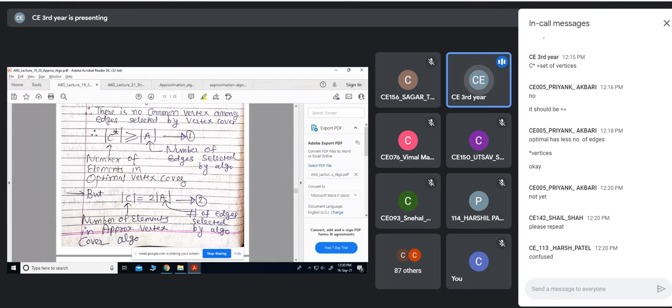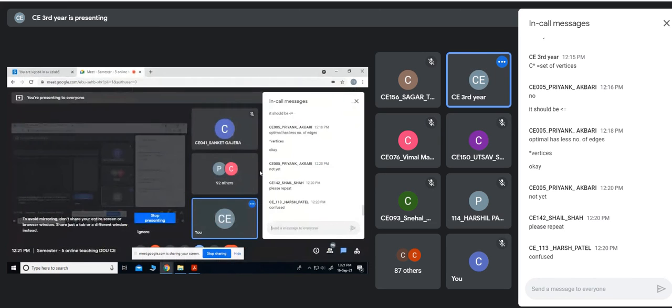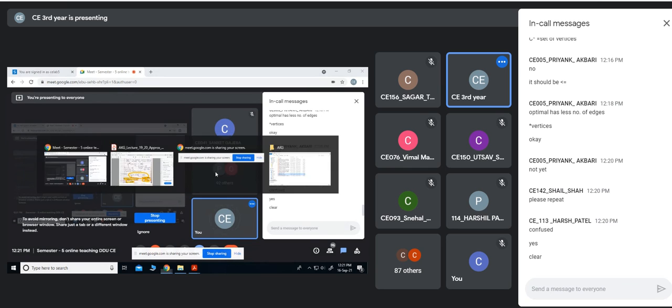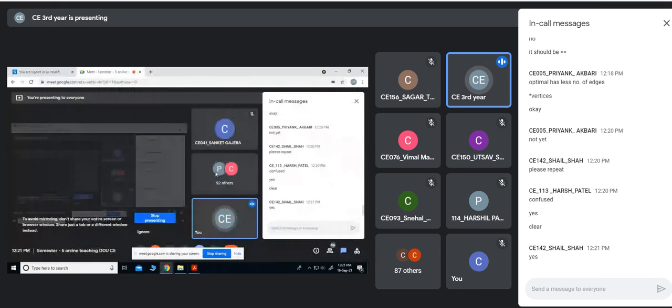Do you agree with this second equation? The second equation says that the number of elements in the approximate vertex cover is 2 times the number of edges selected by the algorithm. Is this clear? Priyank, Janil, Janit? I'm not talking about the first one, forget about it for the time being. Second is clear. Harsh is clear. What about Shail? Yes. Priyank?